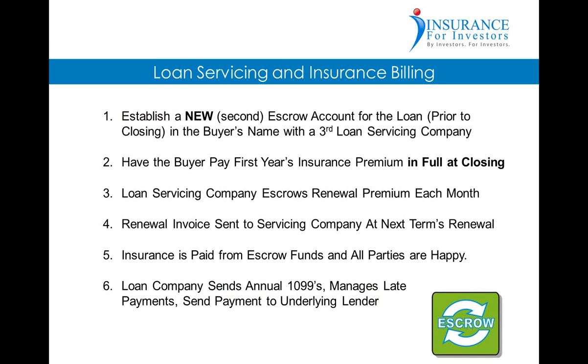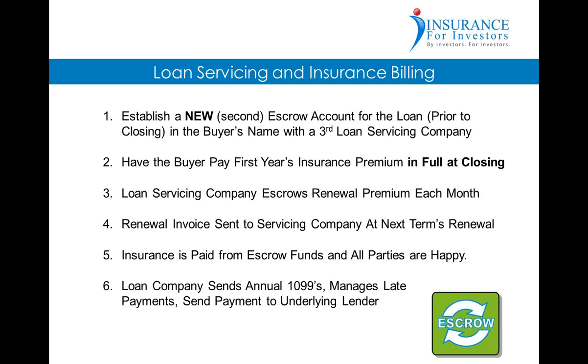Now, loan servicing and insurance billing. Here is how, in a perfect world, which I know none of us live in, it should be set up. A wraparound mortgage closing between a buyer and a seller should be no different than the closing set up between the seller and their initial lender when they bought the home. There should be a new secondary escrow account set up for the new buyer. Prior to closing, that escrow account should be in the buyer's name and with a third-party loan servicing company.